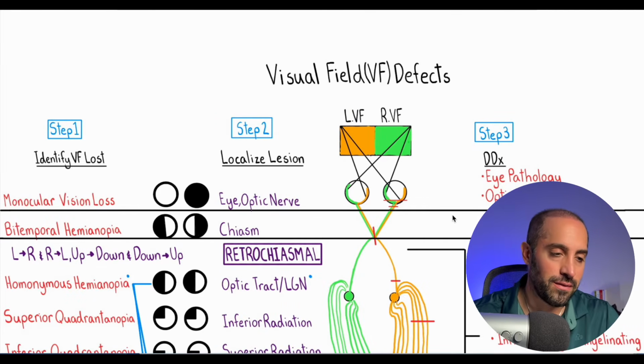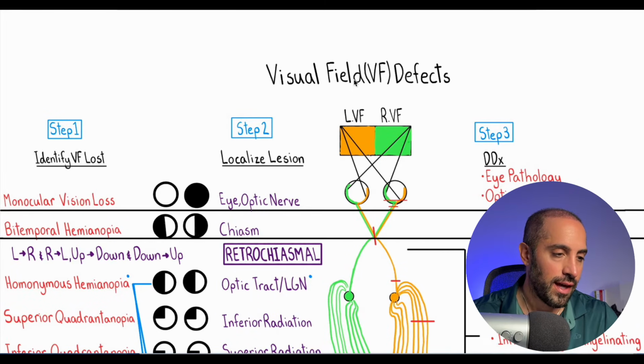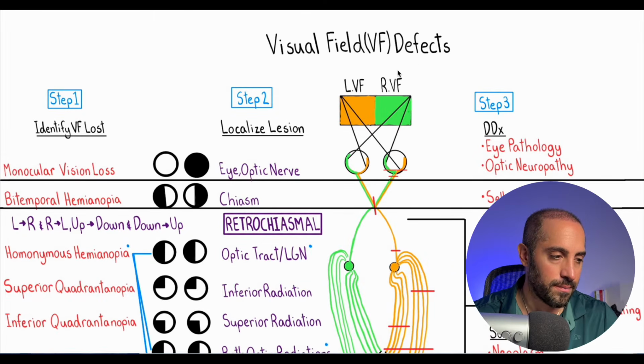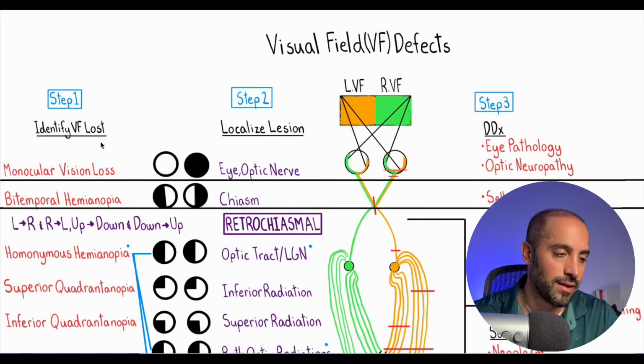I really love this diagram. We'll provide a link below for you to access it. But here it is, visual field defects. And we said it's a 3-step process. Identify the visual field loss. So you have to be able to know how to do visual field loss.